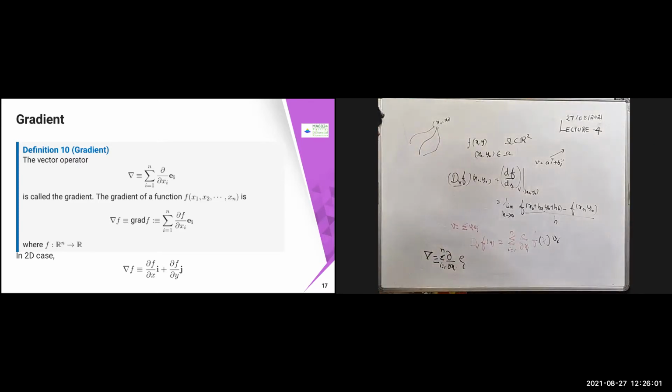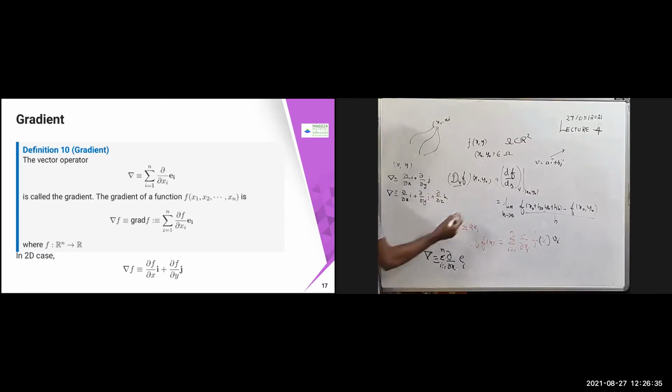Okay, so ∂/∂xi ei. For example, if I have a two-dimensional variable (x, y), what is del? Del is nothing but ∂/∂x i plus ∂/∂y j. If it is three-dimensional, del is equivalent to ∂/∂x i plus ∂/∂y j plus ∂/∂z k.